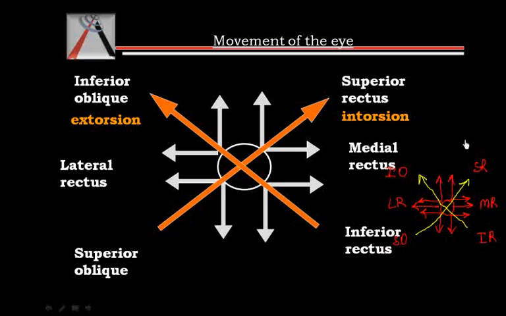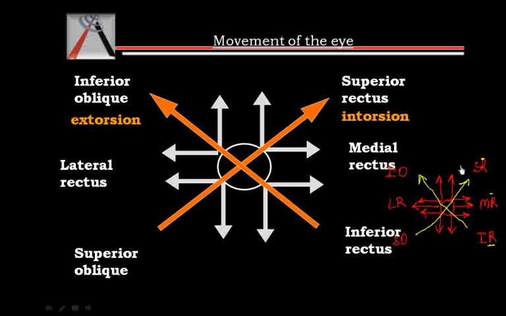Once the diagram is ready, it's very easy to know the movement. Now we have to talk about the medial rotation. When we say medial rotation, obviously it's towards the medial rectus. Now we see three arrows here causing medial rotation. So medial rotation is caused by the medial rectus, the superior rectus and the inferior rectus. The lateral rotation is caused by three arrows. So it is the lateral rectus, the inferior oblique and the superior oblique.